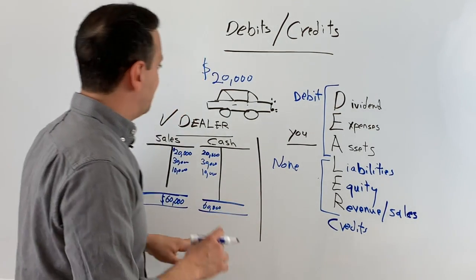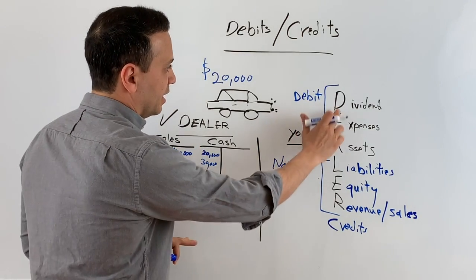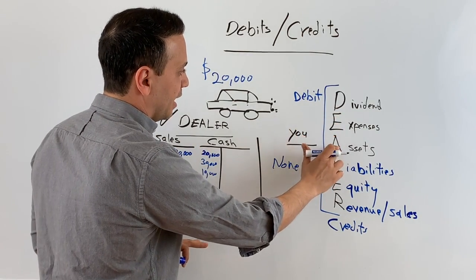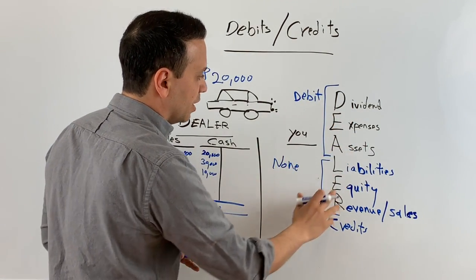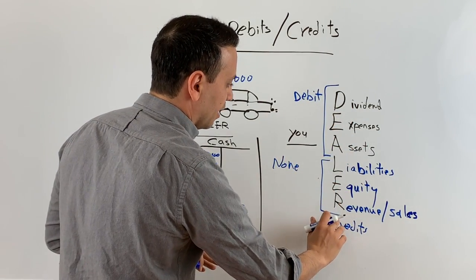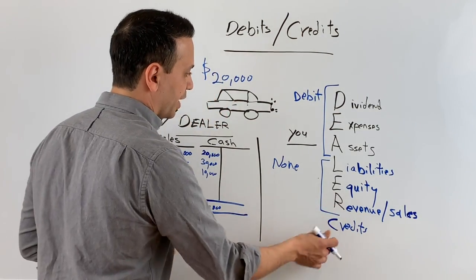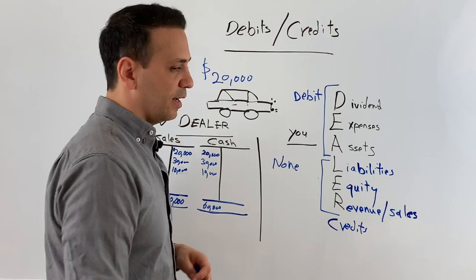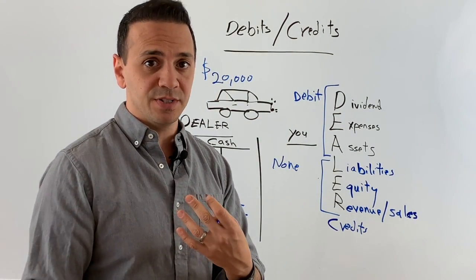So dealer is the way to remember debits and credits. Remember DEA: dividend, expenses, assets have a debit nature. Liabilities, equity, revenue have a credit nature. And so this is the trick to remembering debits and credits. Remember it, memorize it, and you'll never forget your debits and credits.